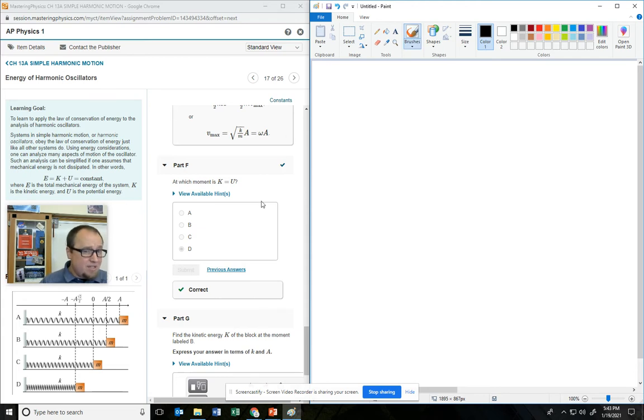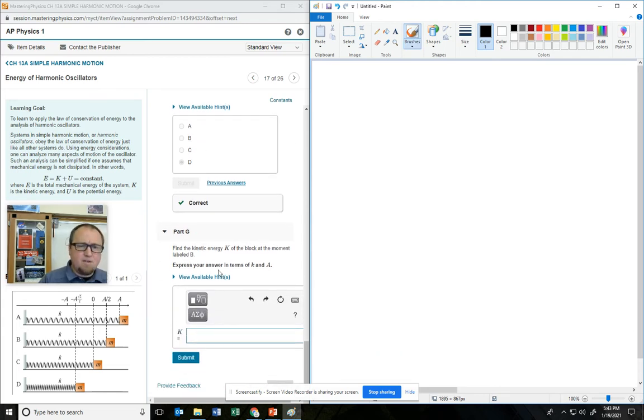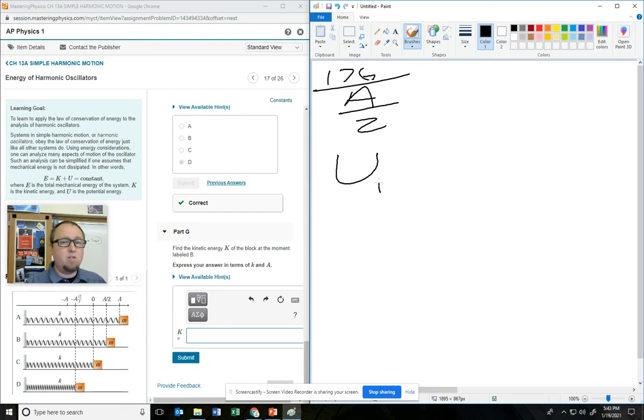If you've made it to 17G, please read the notes. Find the kinetic energy of the block at the moment labeled B. So at B, I'm at A/2. So this is 17G. Again, this is going to be extra credit. This is not required. So now what's the kinetic energy at that moment? So let's start with, what is my total energy? My total energy is that spring energy on the far outside.